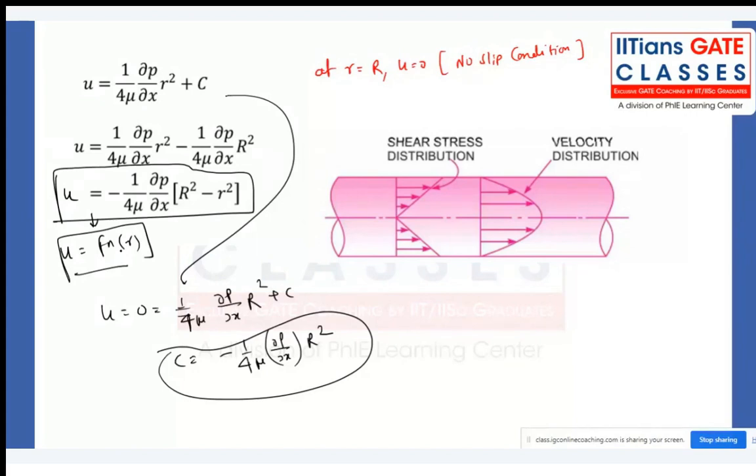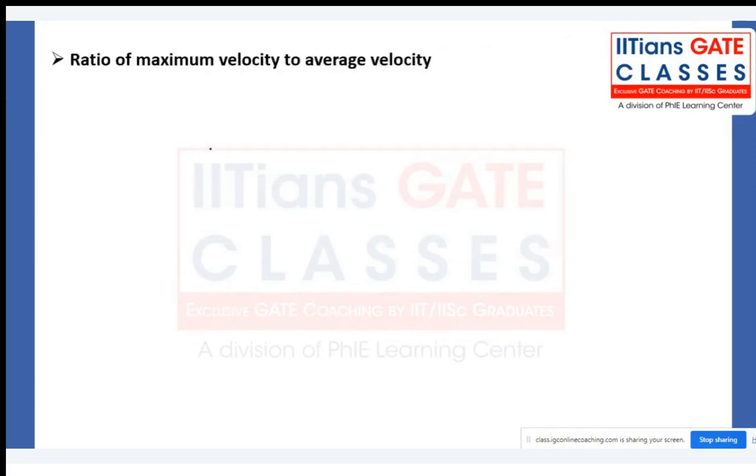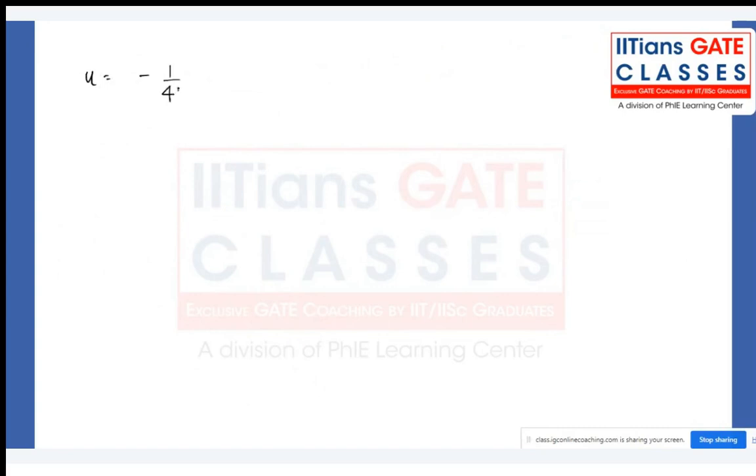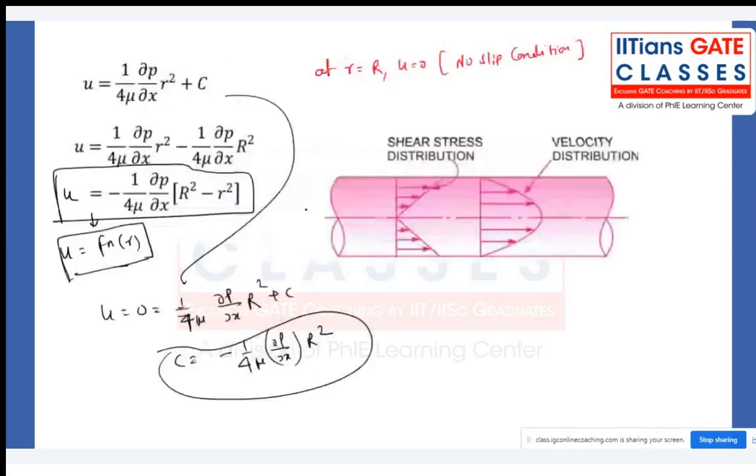So this is the velocity profile you get when the flow is happening in a pipe. Now, the next concept is the relationship between the average velocity and the maximum velocity. First of all, what is the maximum velocity? We know this formula: 1 upon 4 mu, dou p by dou x, into (R square minus r square), and we are getting this from here.